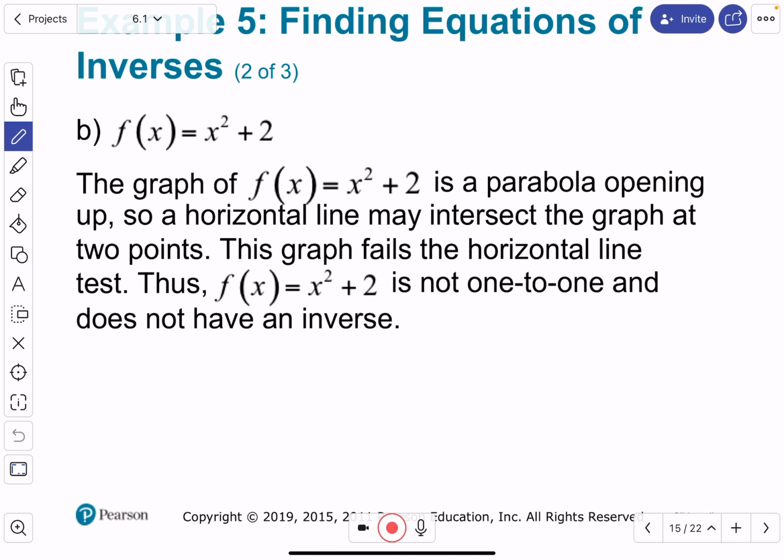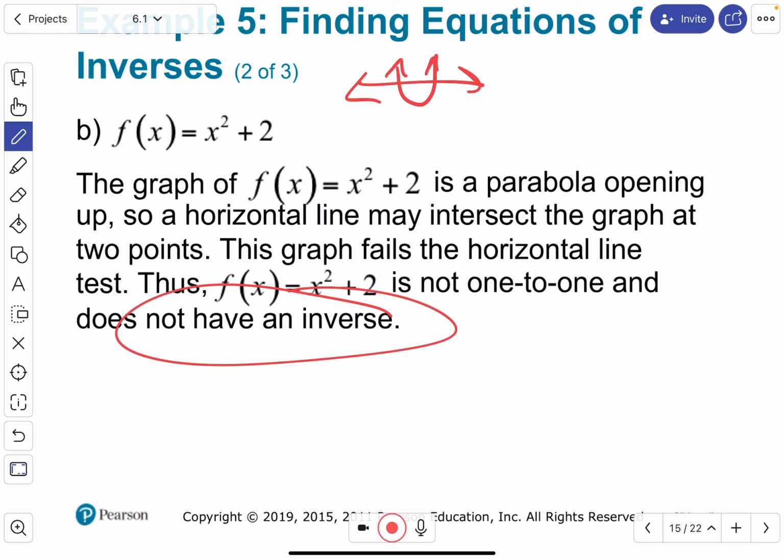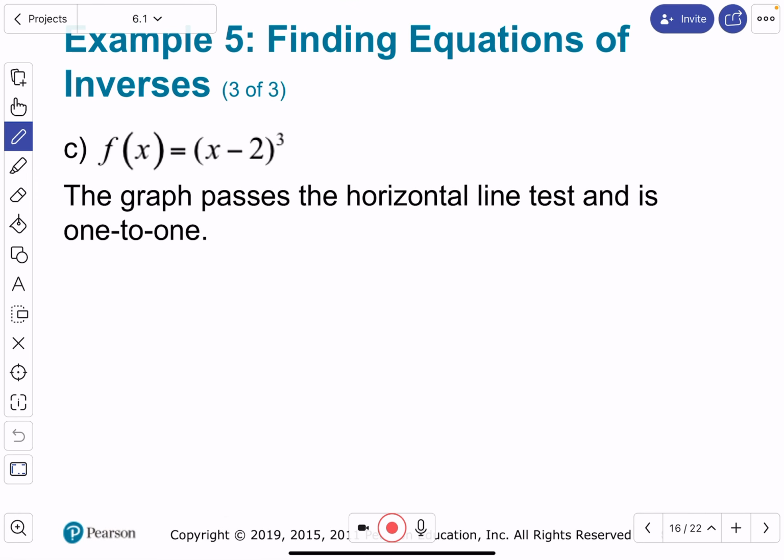This one, x squared plus 2, if I graphed that, it would look like this. This does not pass the horizontal line test, so it does not have an inverse. Okay, you try this one.